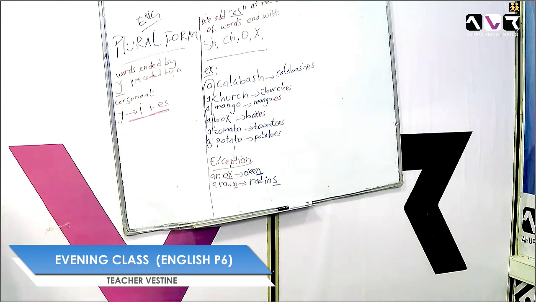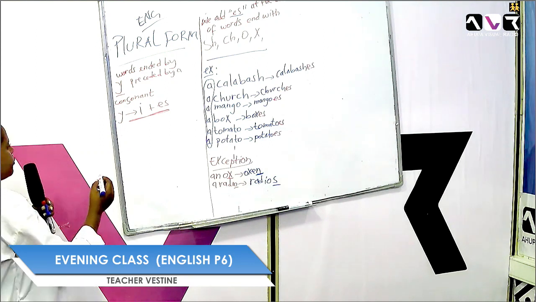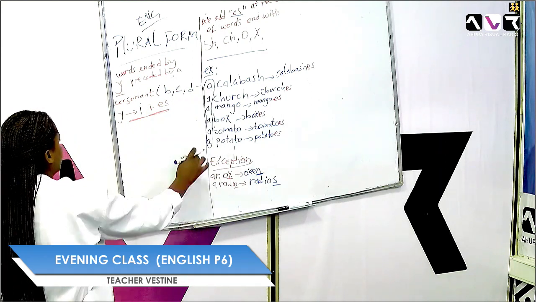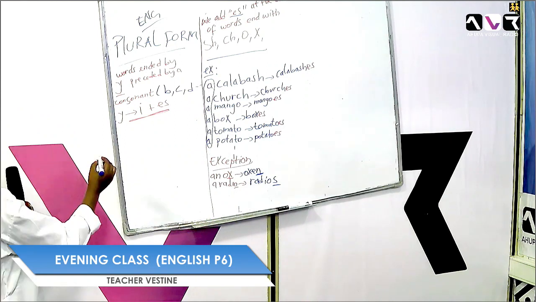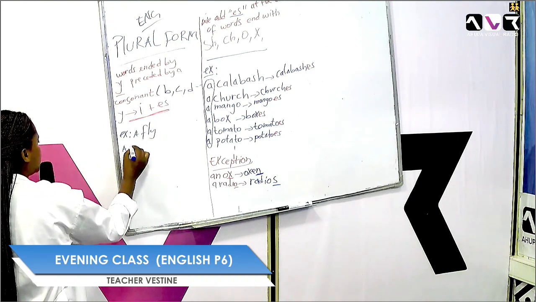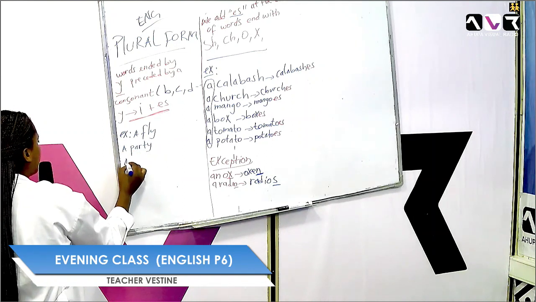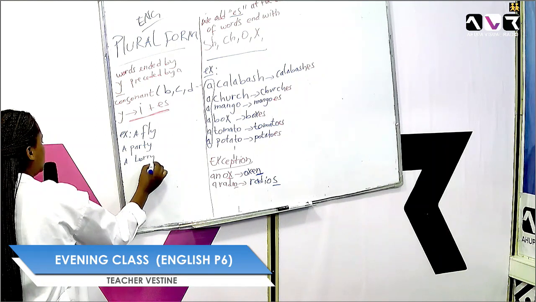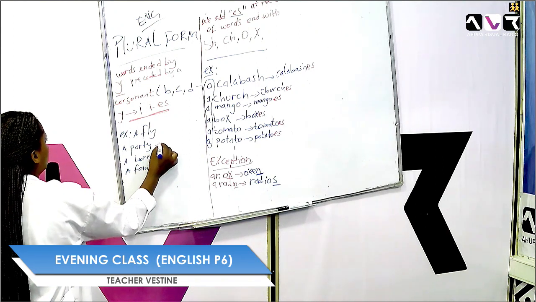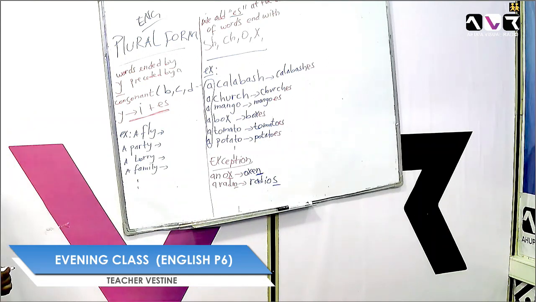When I mean the consonant, there are some learners who can't understand it very easily. A consonant. Examples of a consonant: we can have B, C, D, and so on. Those are consonants. For examples, we can say a fly, a party, a lorry, a family, and others.